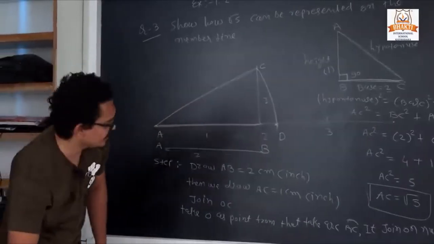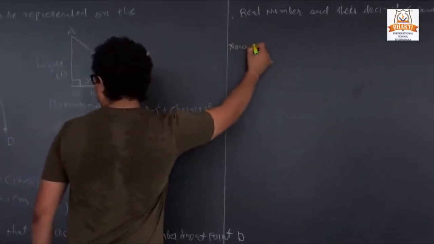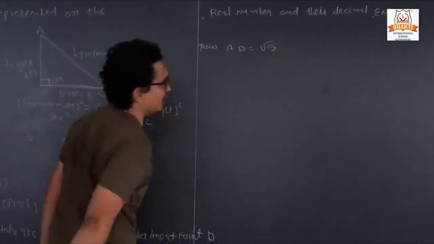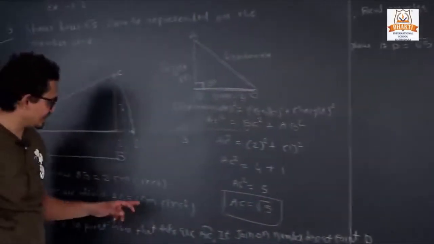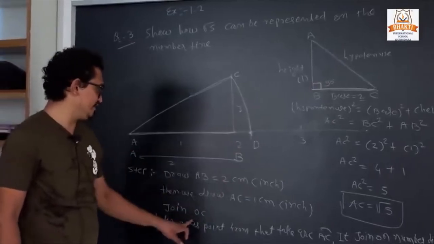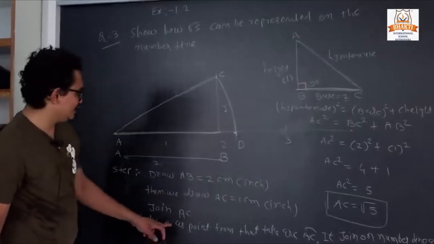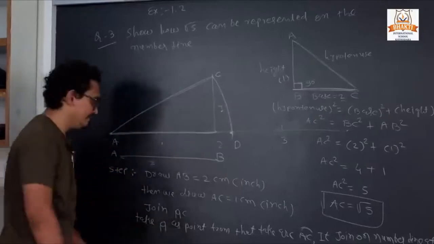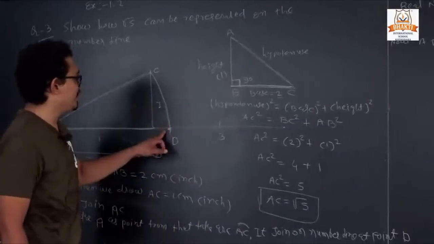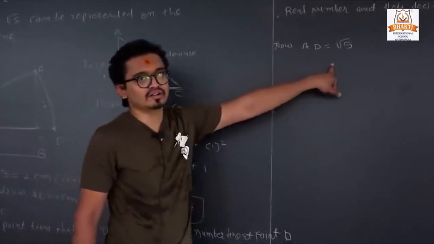So here we can declare now AD is equal to root 5. So it is our last step. Once again we can repeat that step. First of all, draw the AB, then draw the AC, then join AC, and then take A as a point. From that take the arc AC and then join that point on our number line. So we find AD is equal to root 5.